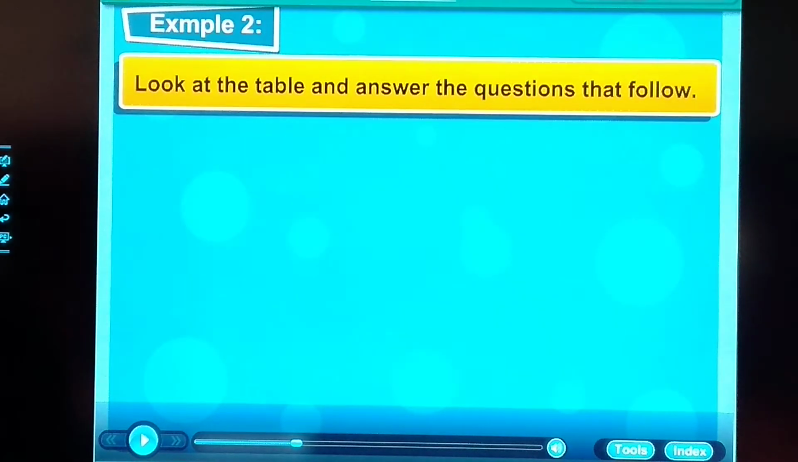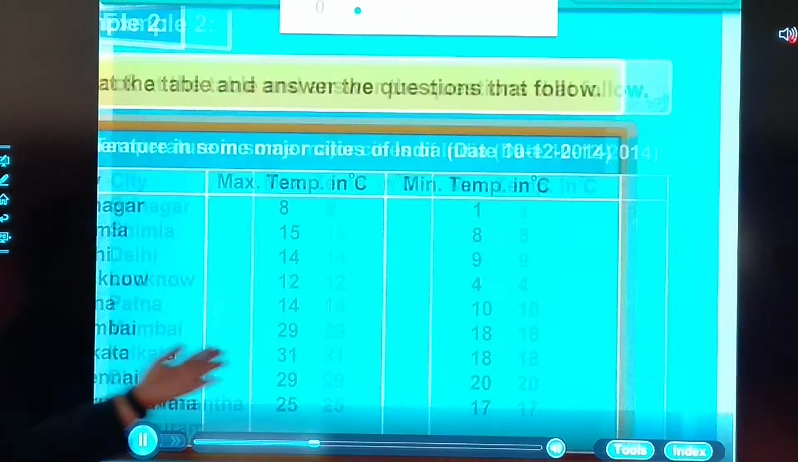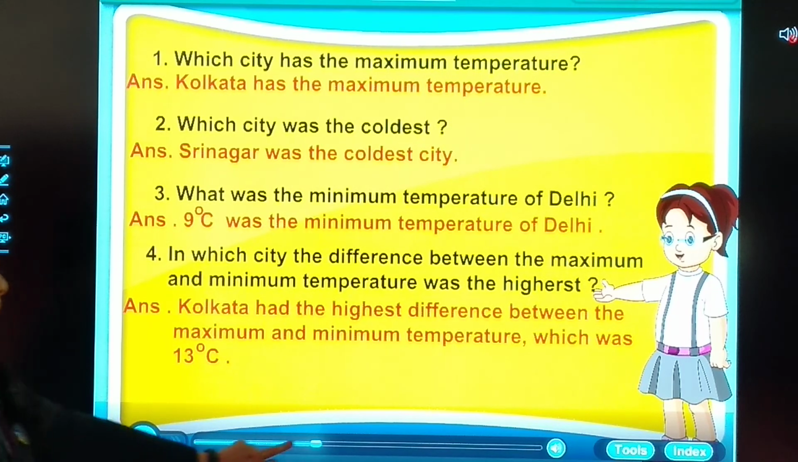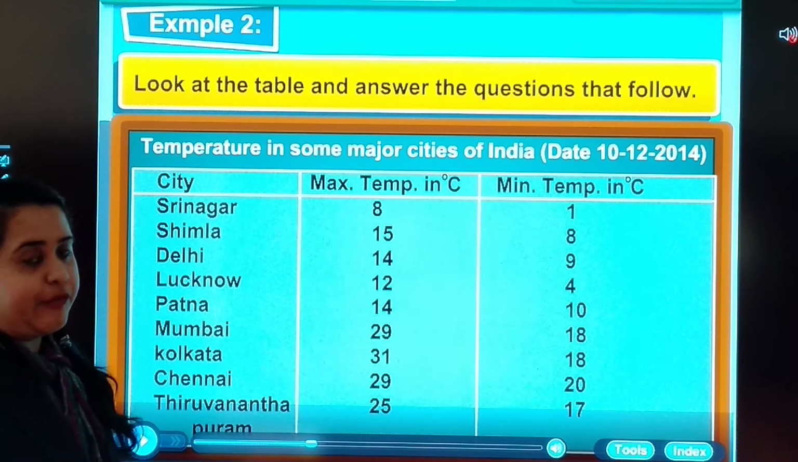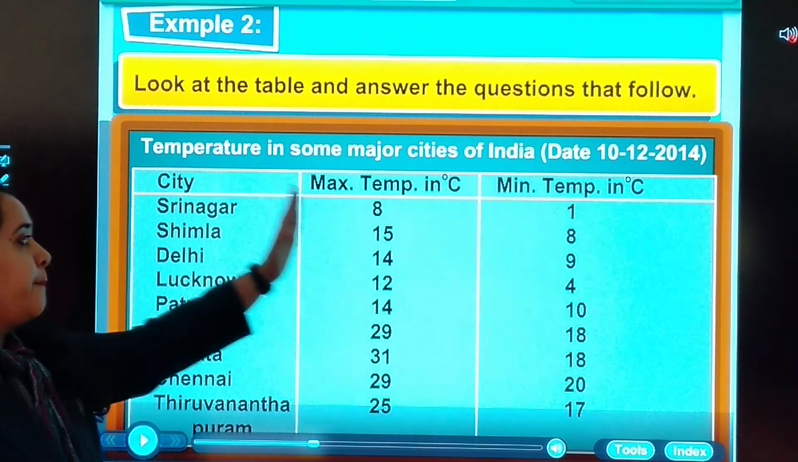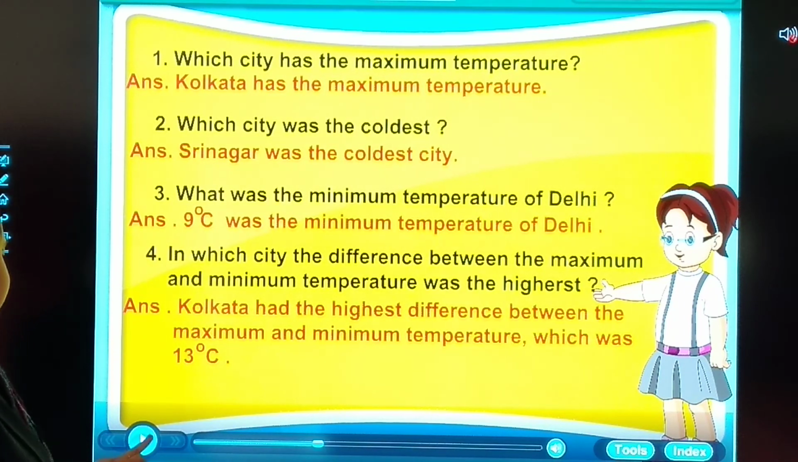Example 2. Look at the table and answer the questions that follow. Temperatures in some major cities of India. Date 10 December 2014. City, maximum temperature in Celsius, minimum temperature. Students, this is your second example. In this we can see that the data is given in a tabular format. Some questions are given on that.